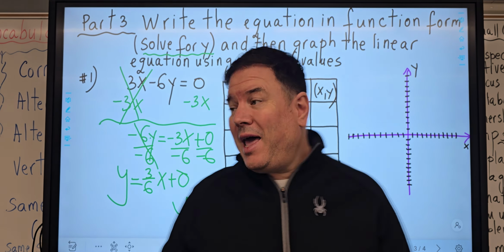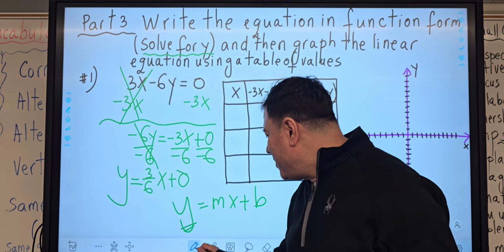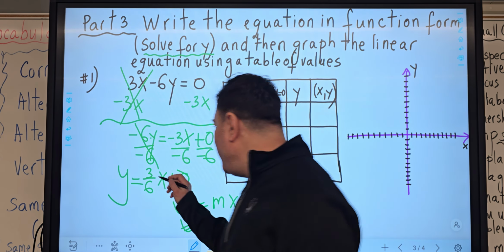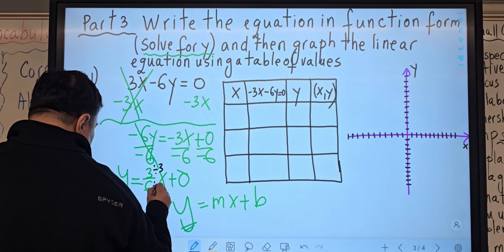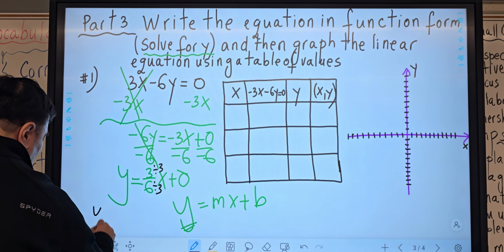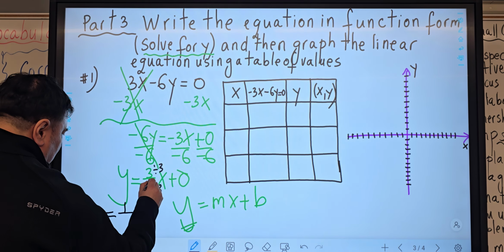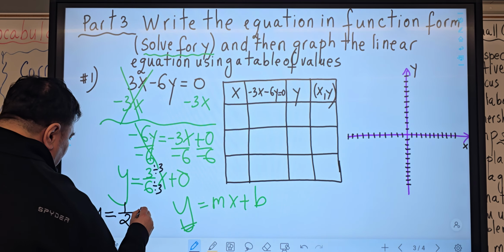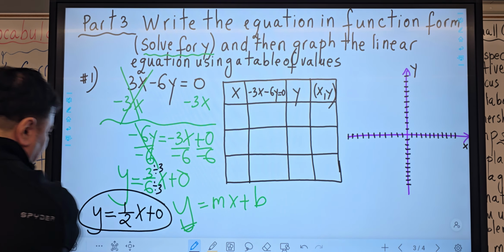Okay? But now we are going to simplify 3 over 6. We can divide top and bottom by 3. So let's divide top and bottom by 3. And now we get y equals 3 divided by 3 is 1 over 6 divided by 3 is 2, x and plus 0. Okay, 0 doesn't even count.